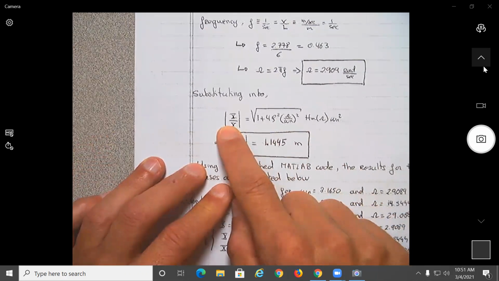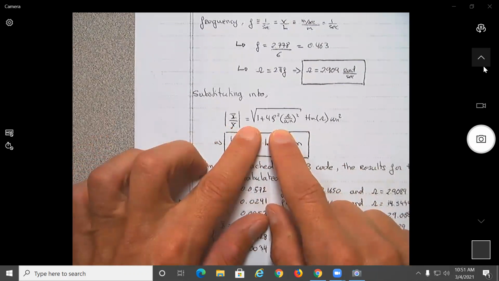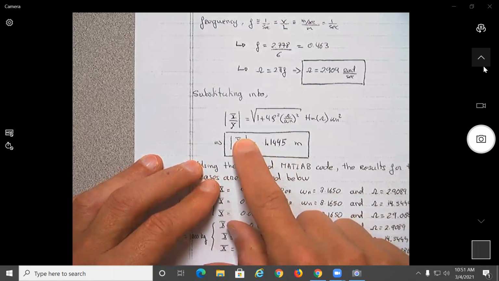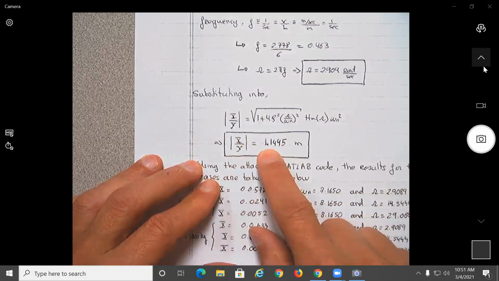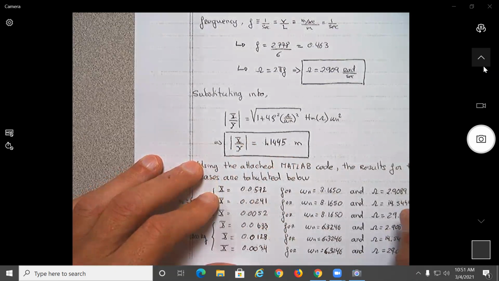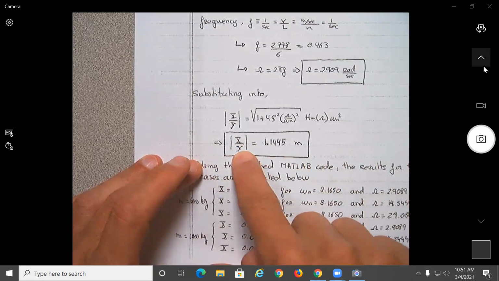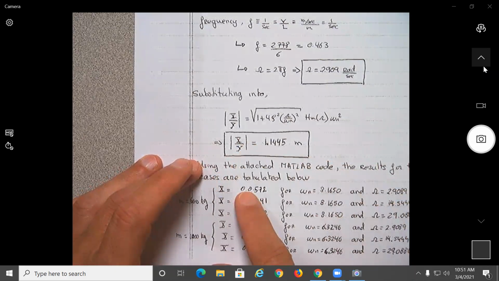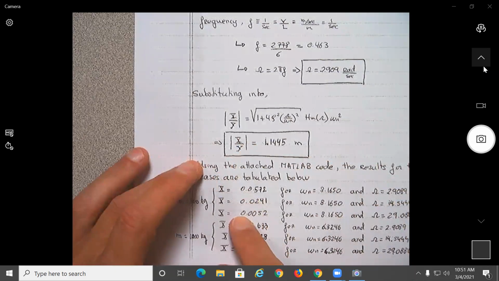Okay. So we have that the amplitude of the response is equal to this. So the ratio of the amplitude of x with respect to y is 1.1445. But do we know y? Yes, it was 0.05 meters, no? So we can actually find x. Yes, on the problem.